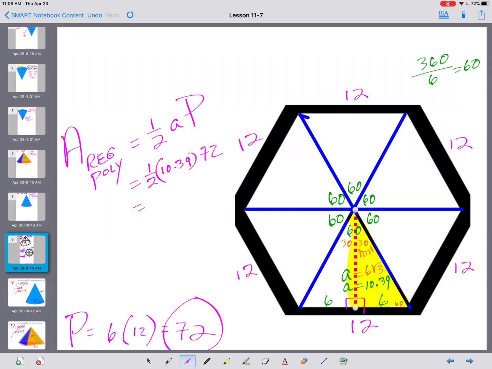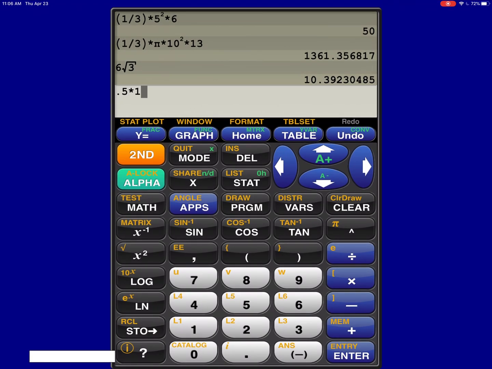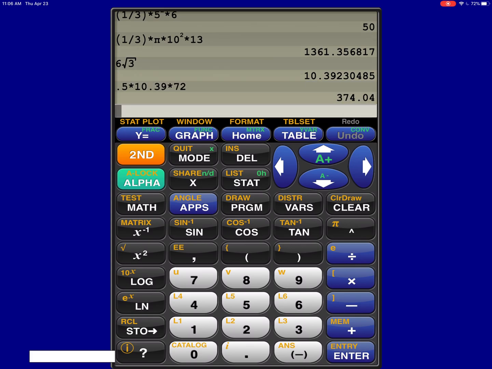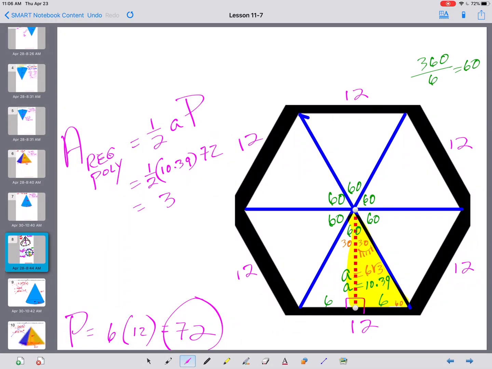Let's do it. 1/2 apothem times perimeter. 1/2, the apothem, 10.39, the perimeter was 72. Okay, great. There it is, 374.04. That is the area of the base. That's capital B. Let's go up top and use it now.